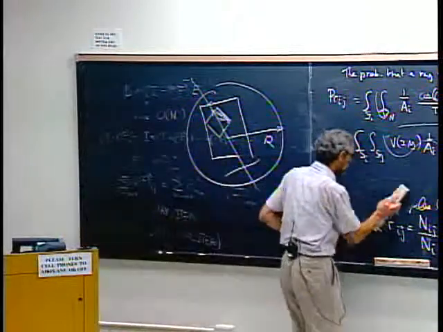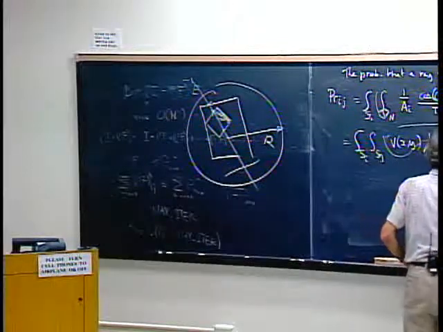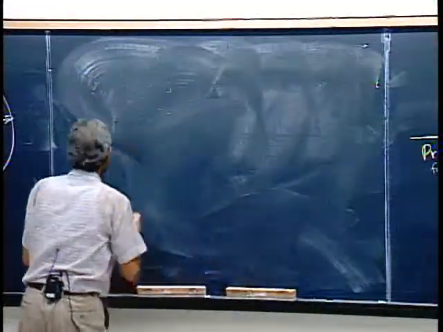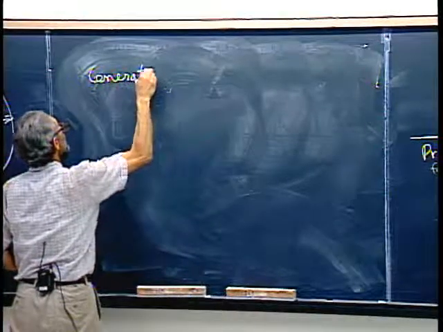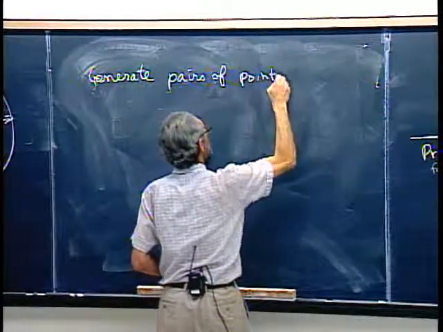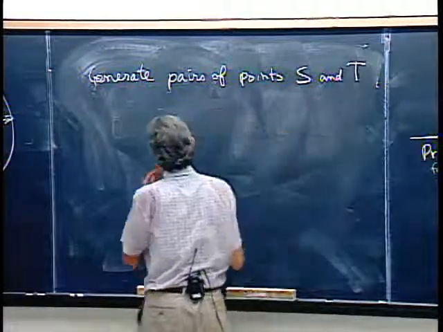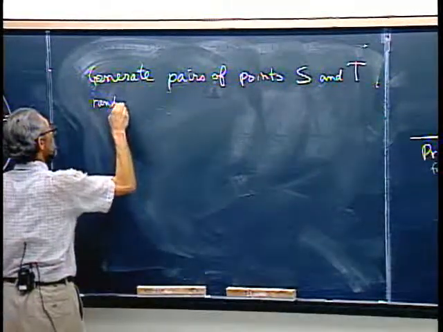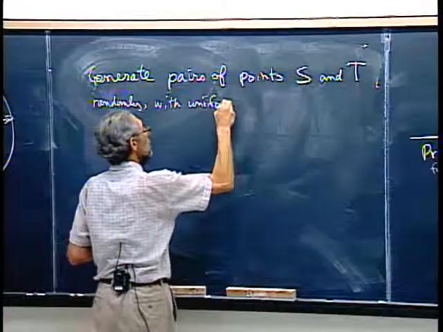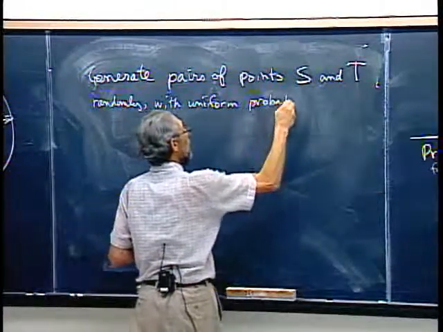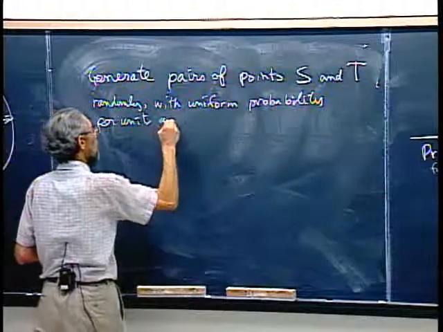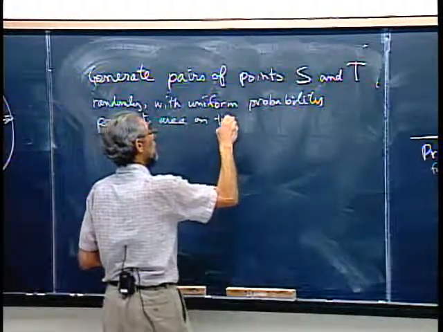And the method suggested in the book that I actually want to spend the rest of the period talking about for distributing global lines is to create this bounding sphere and then generate pairs of points S and T randomly with uniform probability per unit area on the enclosing sphere.